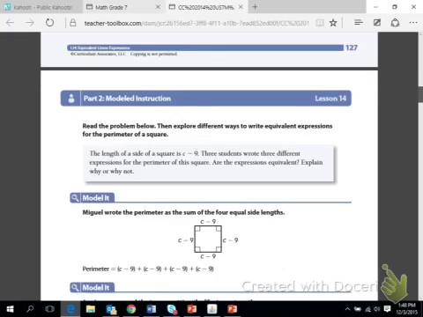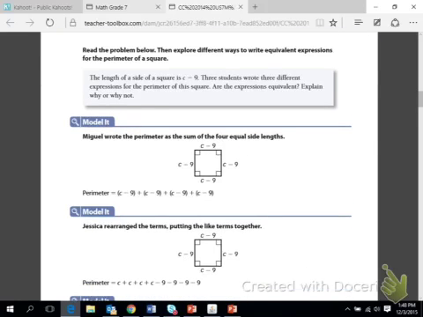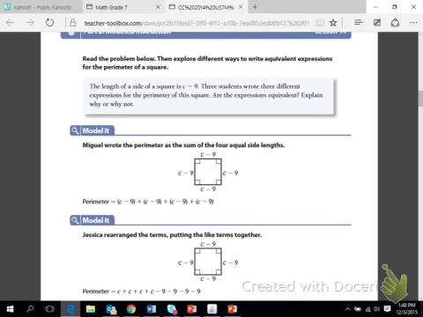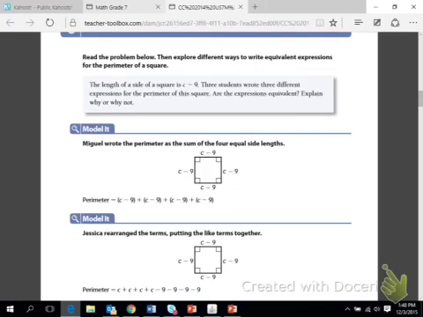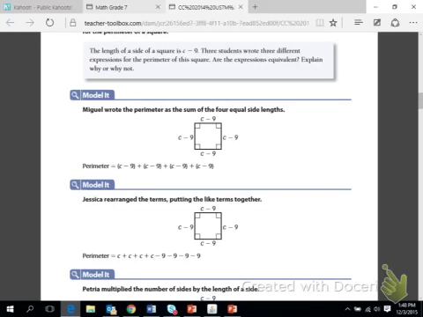Now let's take a look at some models of how this can be used. We're going to read the problem below, then explore different ways to write equivalent expressions for the perimeter of a square. The length of a side of a square is c minus 9. 3 students wrote 3 different expressions for the perimeter of this square. Are the expressions equivalent, and explain why or why not?